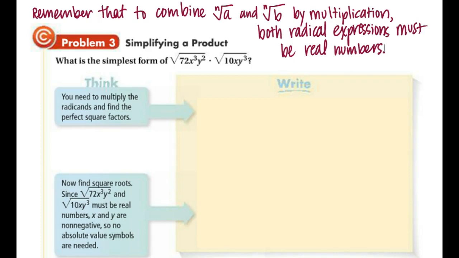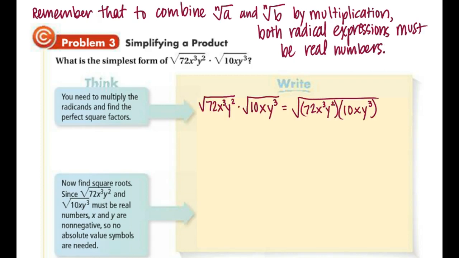So in example 3, we need to simplify the given product, the square root of 72x to the 3rd y to the 2nd, and the square root of 10x times y to the 3rd. Now when you're doing this, you can either simplify both expressions then multiply, or multiply and then simplify. In this example, I'm going to choose to multiply the radical expressions and then simplify from there.